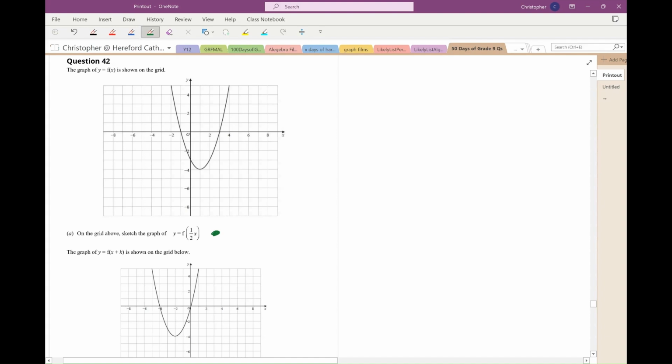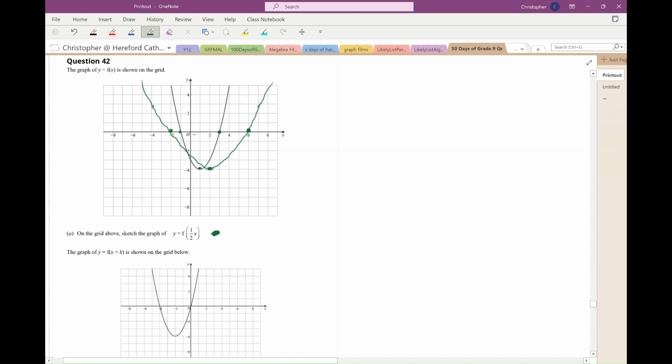So let's have a look at this point. This point is 3 away from 0, so it's going to become 6 away. Let's look at this point. This point is 1 away, so it's going to become 2 away. This point is minus 1, so it's going to become minus 2. So here is my sketch of the new curve. Okay, I think I can probably improve on that last bit here. Draw it like that. There we go.